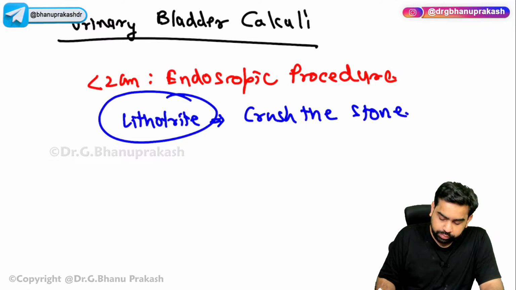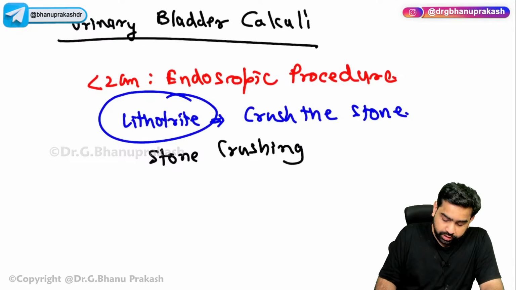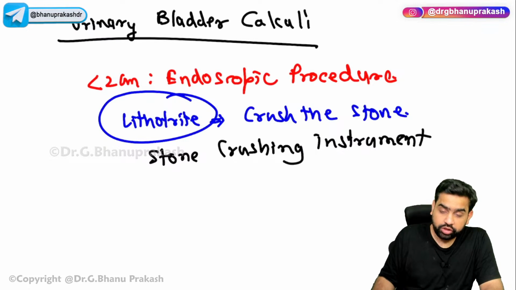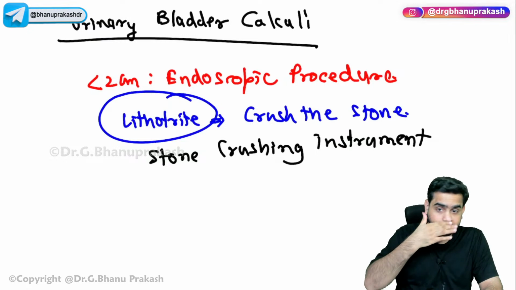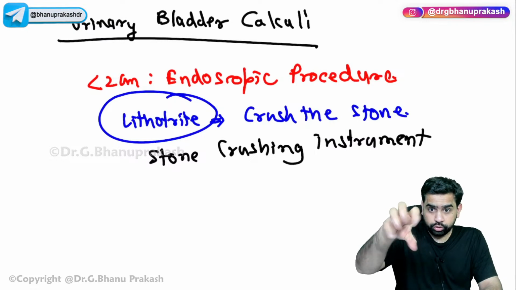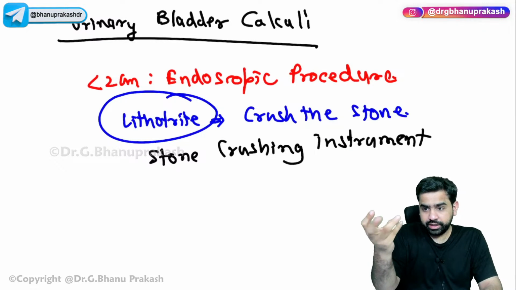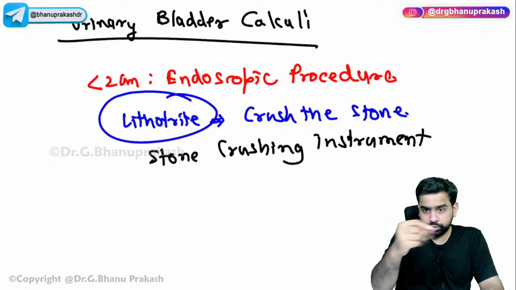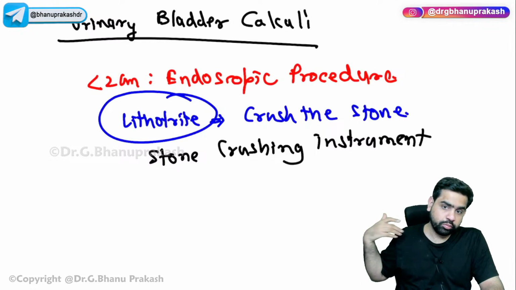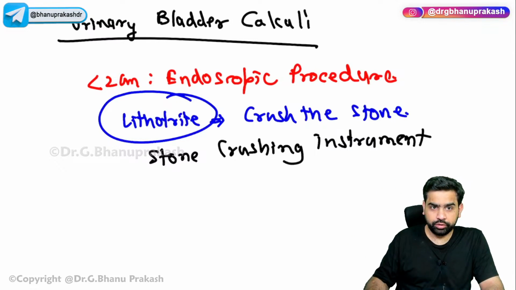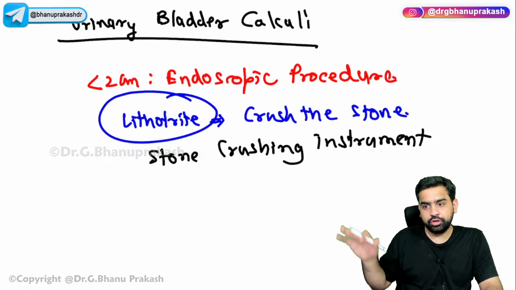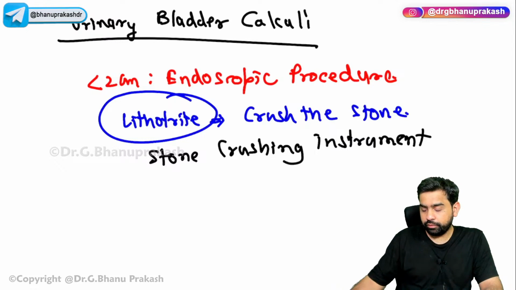So the lithotrite is basically called a stone crushing instrument. You go in with an endoscope, catch hold of that stone and crush it. Once you crush it, it breaks down into small pieces, and these small pieces can be removed in the urine. So for the smaller urinary bladder stones, this is what you can perform.